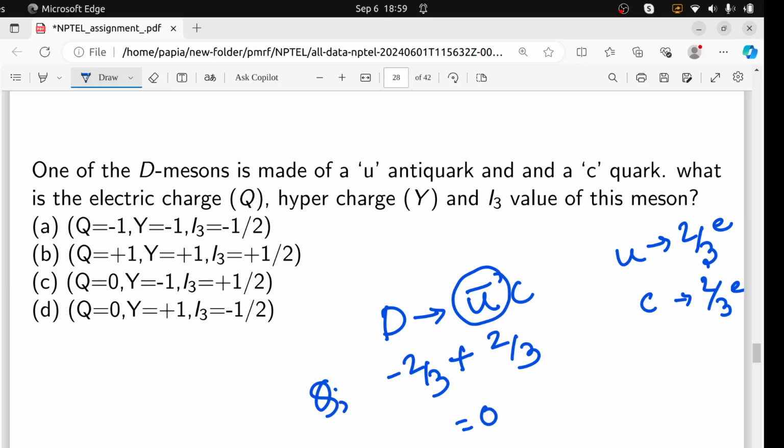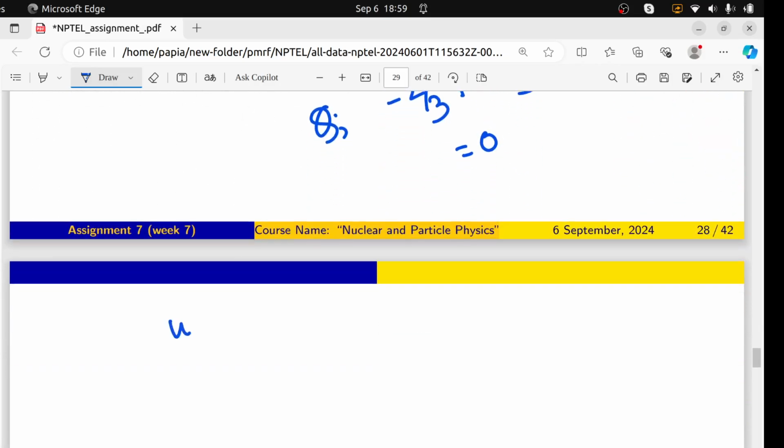Okay, charge is 0. Now see the options first. There are two options, C and D, which have charge equal to 0. So obviously we have to check the Y and I3 values, otherwise we cannot be sure which one will be the correct one. So U bar C, this is D. Now Y value and I3 value.